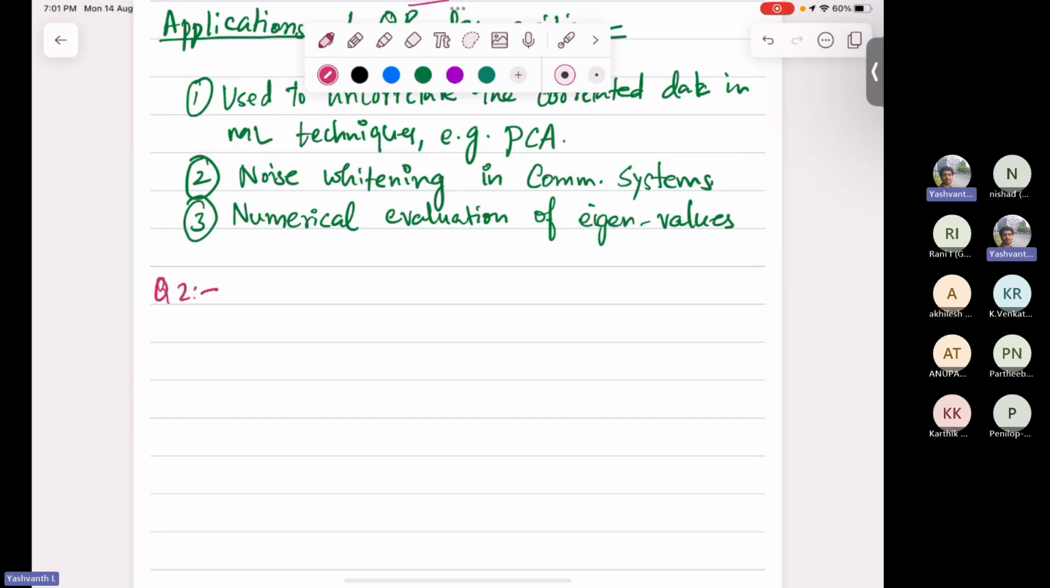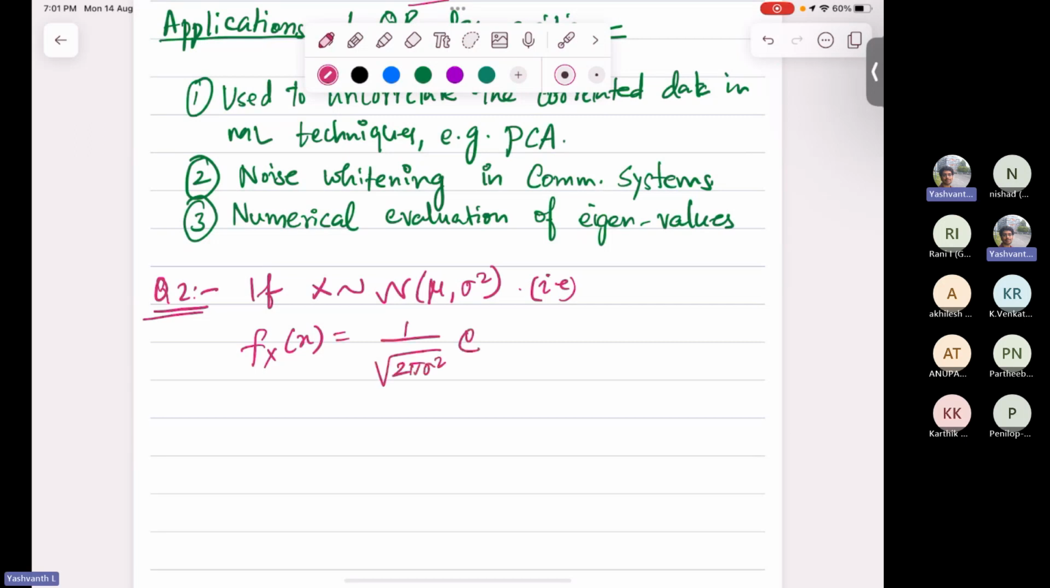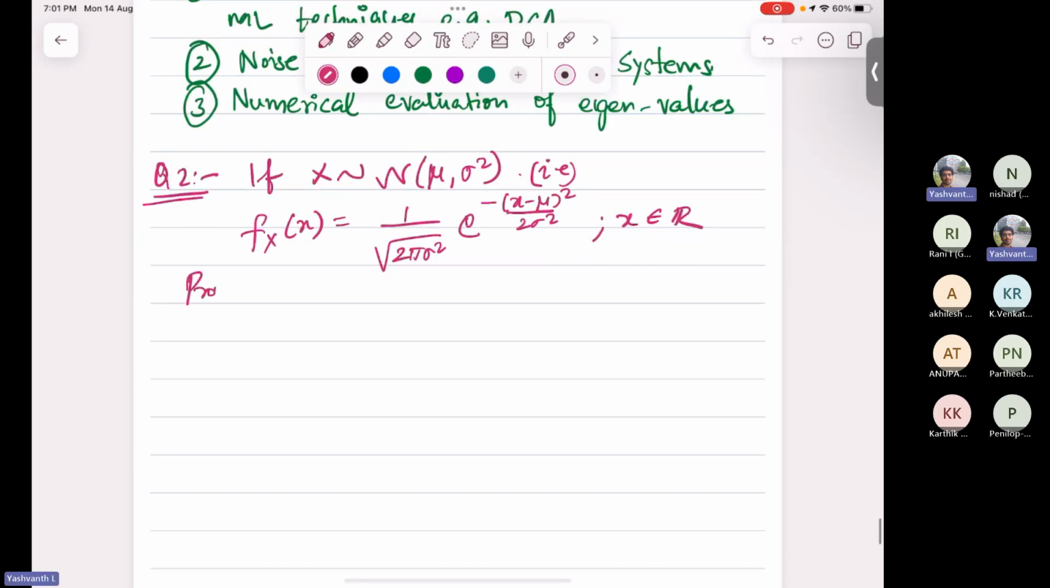The second question is on Gaussian random variable. Okay, so if X is distributed normal mu comma sigma square, that is f_X(x) equals 1 by under root 2 pi sigma square e raised to minus (x minus mu) square by 2 sigma square, where x can belong to any real number. Prove that the mean of the random variable, expected value, equals mu and variance equals sigma square.